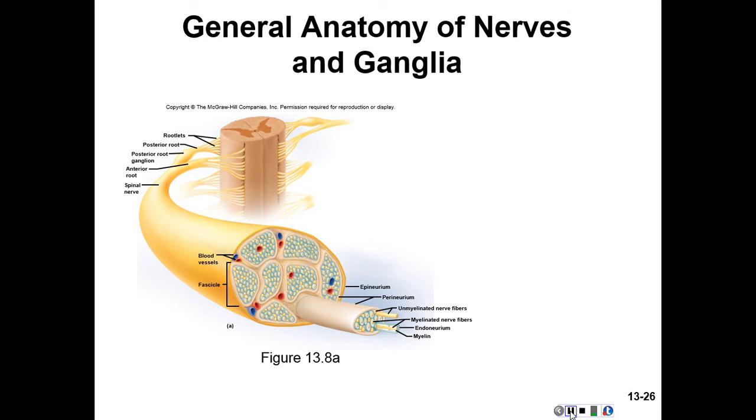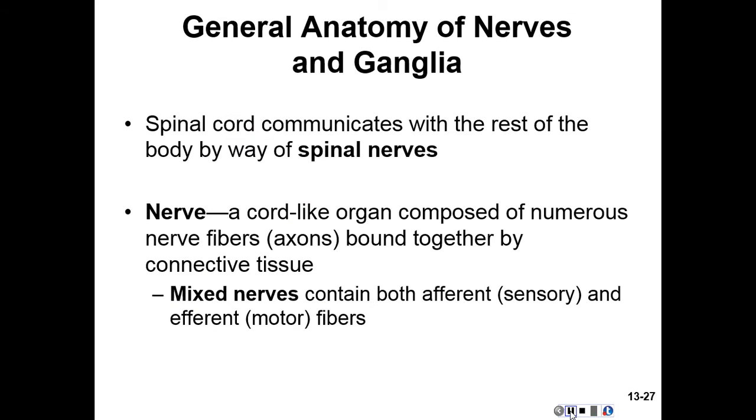Alright, again, the gross anatomy of the nerve. You can see the epineurium, the outermost layer of the nerve fibers. You can see your endoneurium, which surrounds the individual fiber, and the perineurium, which surrounds a fascicle bundle. You can also see your arteries and veins, the blue and the red vessels, intermingled within the spinal nerve.